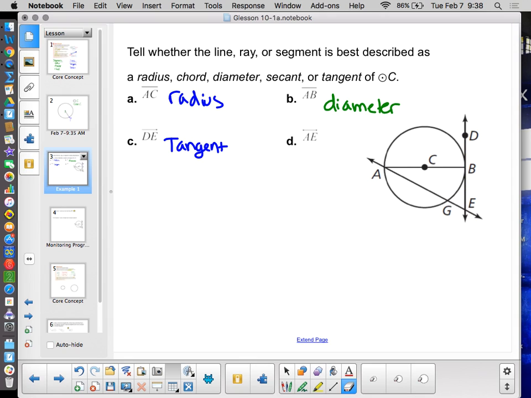And AE, gosh, they're being really sneaky here. AE is this line here, a line passing through the circle at 2 points. If it was just segment AG, that would be a chord, but it's line AE. It goes beyond the circle. That means that that is a secant.